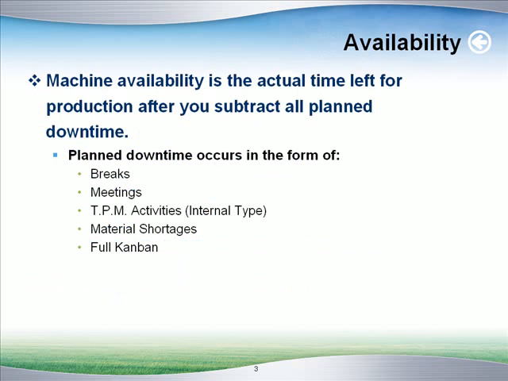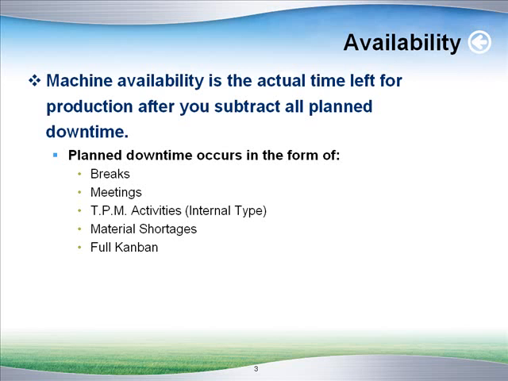Okay, so let's talk about machine availability for just a minute. Machine availability is the actual time left for production after you subtract all planned downtime. Now, planned downtime really comes in a few different forms. Breaks are planned, meetings are planned, TPM activities are planned, especially the internal type, because you actually have to shut down the machines to do them.